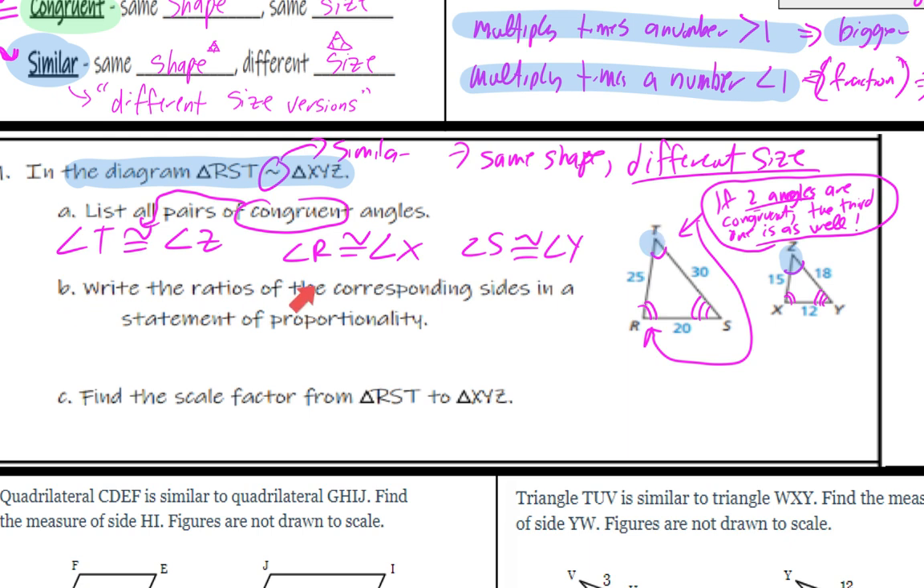Okay, so write the ratios. We remember a ratio is a proportion, which means a fraction. That's what a ratio means. All right, so write the ratios of the corresponding sides in a statement of proportionality.